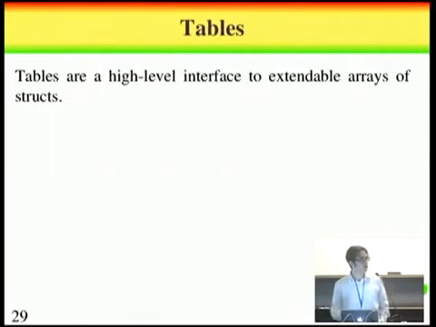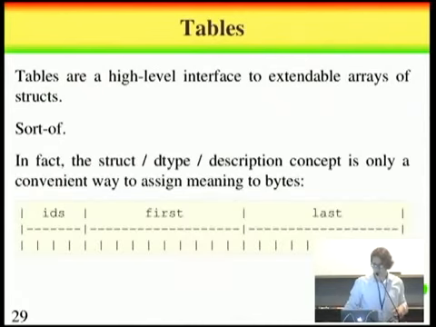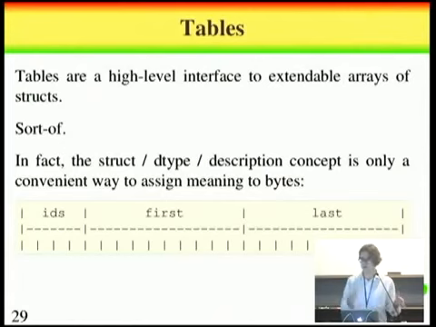Okay. So we've covered arrays. Now let's cover tables in a little more depth. So tables are basically a high-level interface to an extendable array of structs. Really what they are is just normal arrays where different fields in what you claim as a row have been assigned different meanings, right? A struct is a very low-level way in C of assigning meaning to a field. A dtype in NumPy is the same thing.